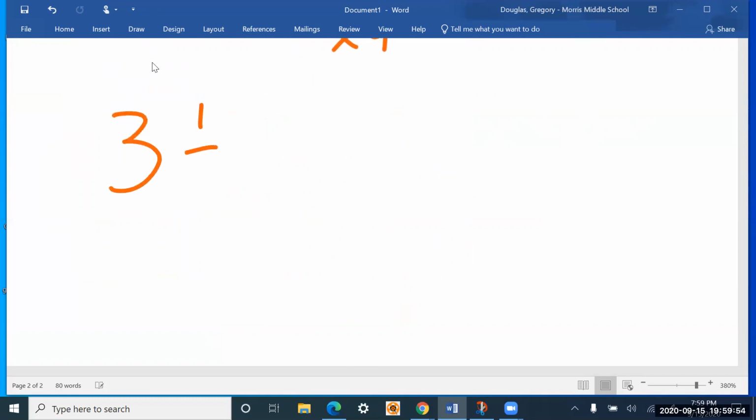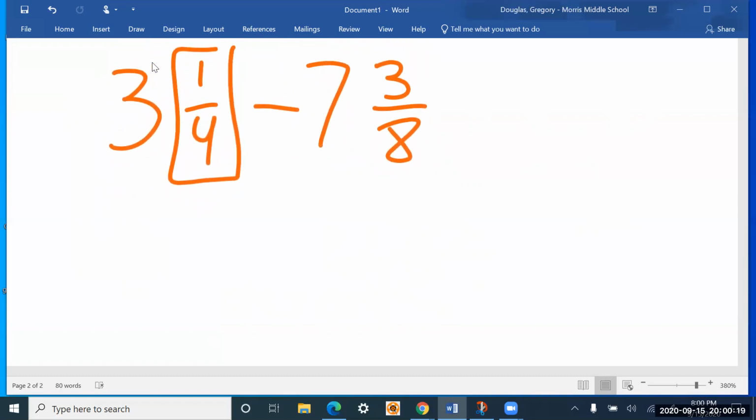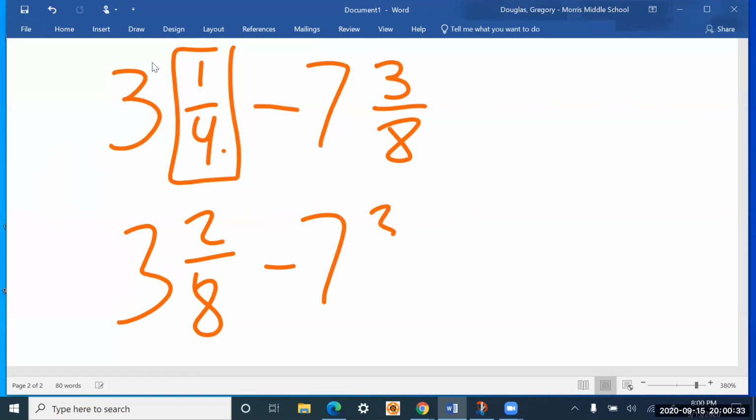3 and 1/4, and let's go minus 7 and 3/8, the last problem here. Okay, so first of all, my least common denominator is going to be 8. So I can change this 1/4. I need to have 8 on the bottom. So what times 4 gives me 8? Times 2, okay? Whatever you do to the bottom, you have to do the top. So 1 times 2 is 2. So I'm going to have 3 and 2/8 minus 7 and 3/8.